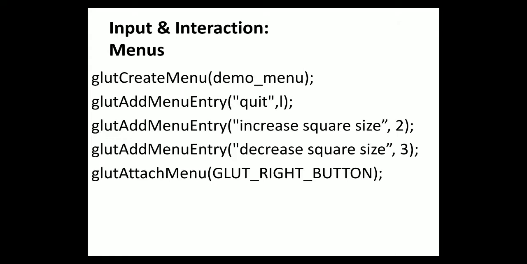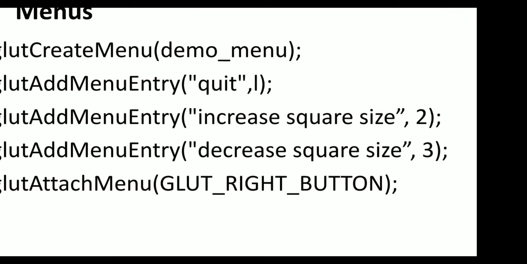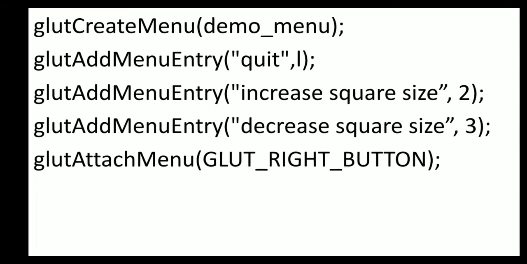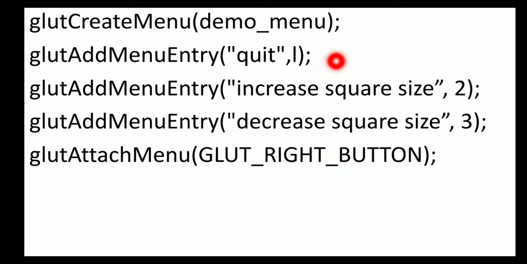In this case, this is one sample given with respect to increase or decrease of the square size. So here three options are there: quit, increase and decrease, each returning 1, 2 and 3 respectively. The function used to create a menu is glutCreateMenu, and it has to be given a name, that is demo menu, or any name you can give, that will be set as the name for the menu internally. Then glutAddMenuEntry is used to add the entry into the menu list, and attach menu is used to attach the entire menu setup to a particular mouse button, which is the right button in this case.